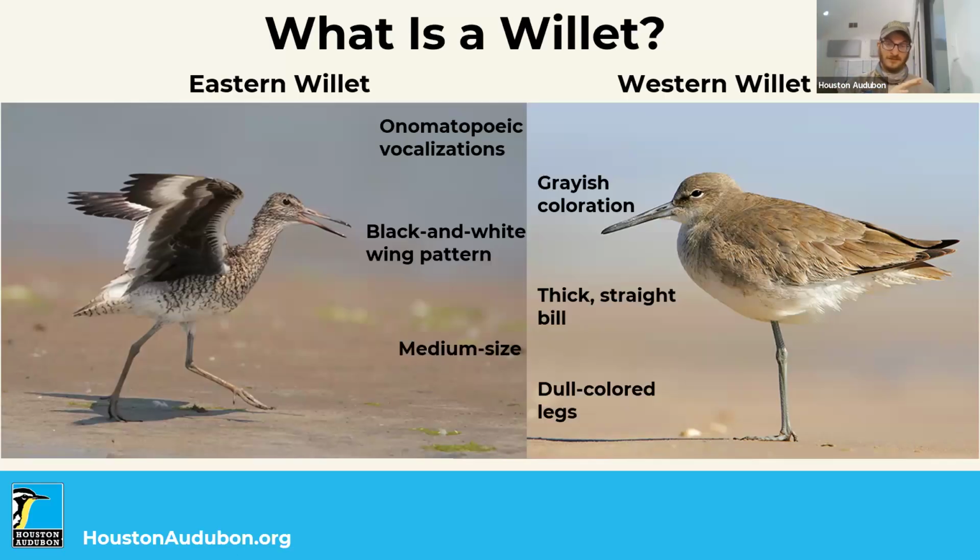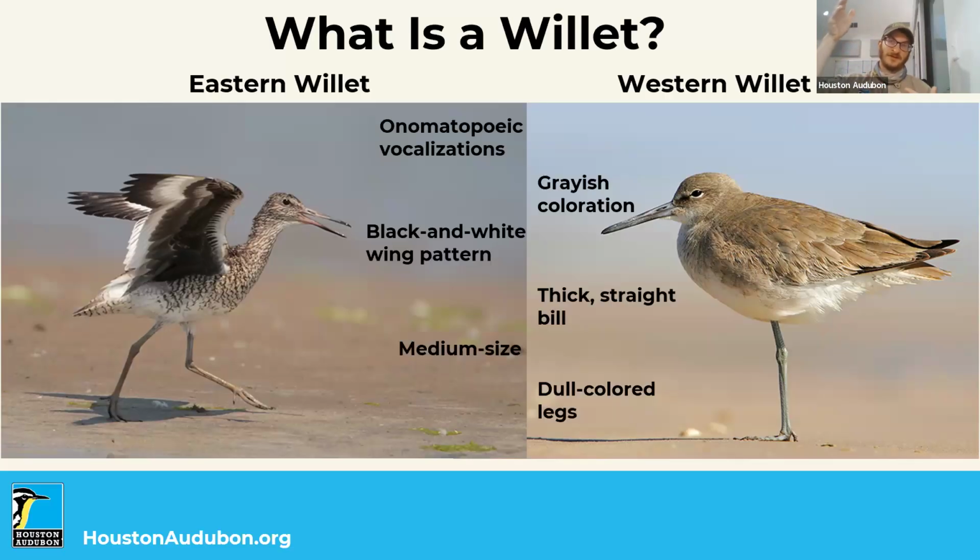But for the sake of it, we'll get into specifically where they occur later. Overall, willets are a big gray shorebird. Sometimes they have a little bit more patterning than other times of year, depending on what plumage they're in. But they're generally medium to large shorebirds.